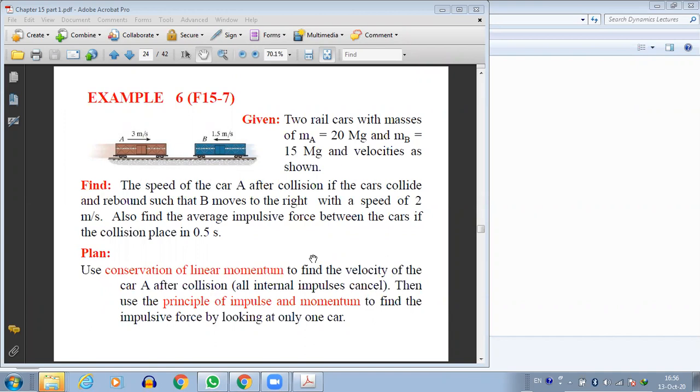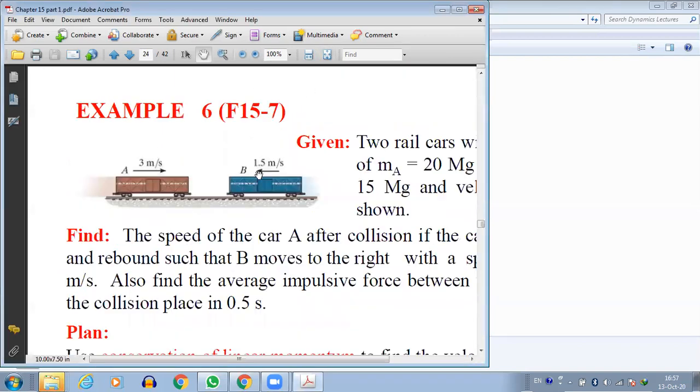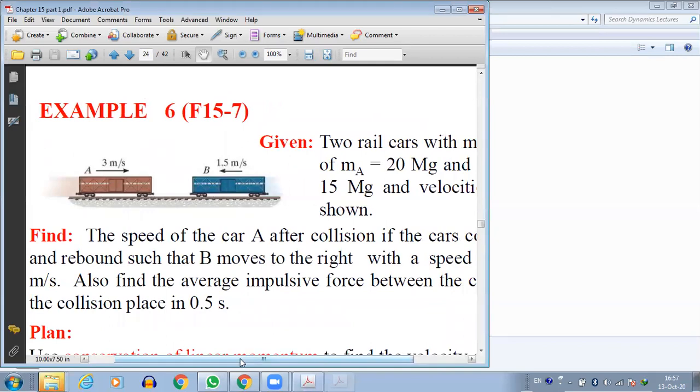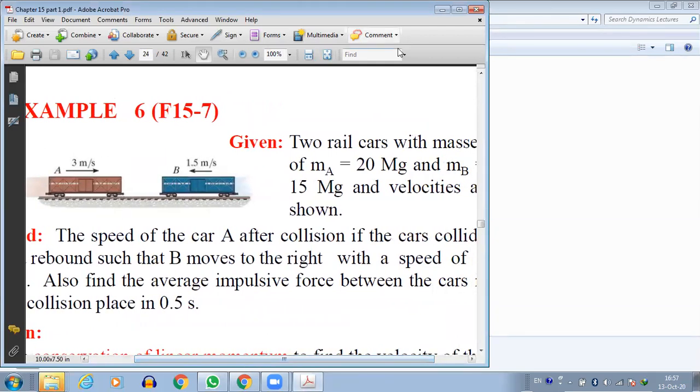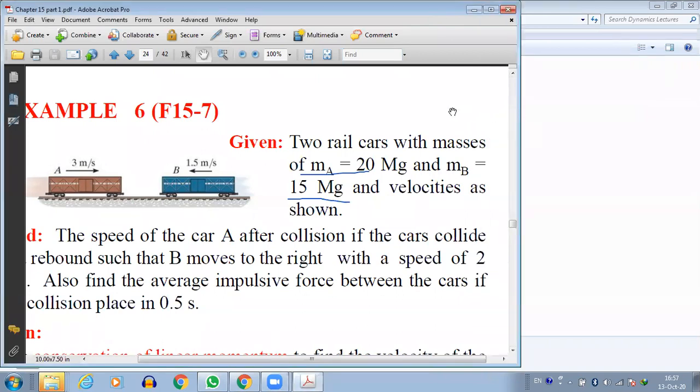Okay, now let's look at the solution of this problem. First of all, here we have 2 rail cars. The mass of the rail cars is provided. So we know the mass ma, and mass mb is 15 megagram. Initially car A is moving at 3 meters per second and B is moving at 1.5 meters per second.